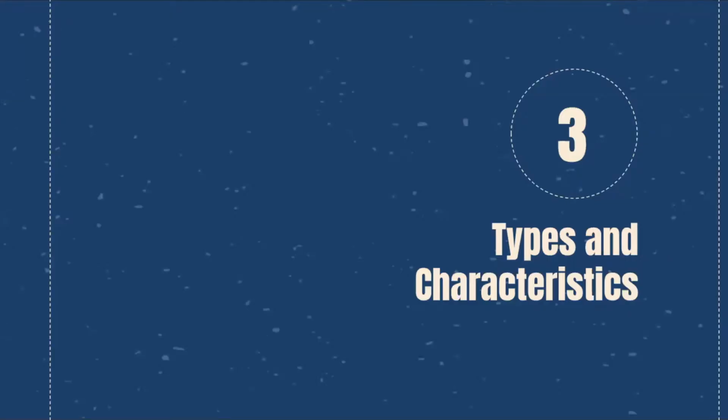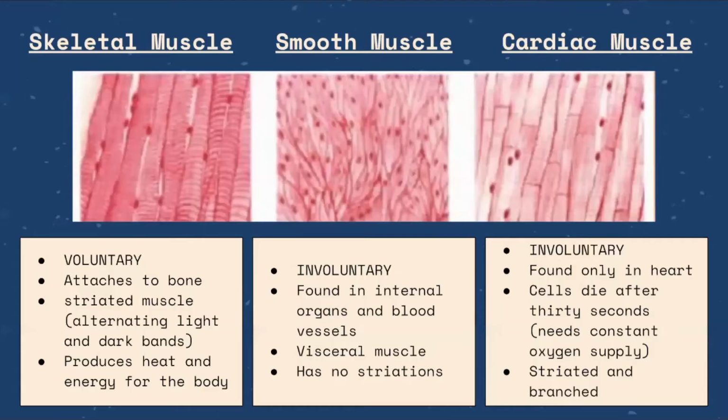Okay, types and characteristics of muscles. So we're going to go over muscle tissue types. We have the 3 different types of tissues that we talked about earlier: skeletal muscle, smooth muscle, and cardiac muscle. So skeletal muscle is the only voluntary muscle in our body. Any type of skeletal muscle attaches to bone. It's striated, which basically means it has bands with alternating light and dark colors. And skeletal muscle produces heat and energy for the body through the movement.